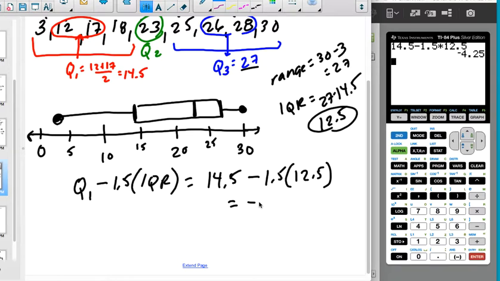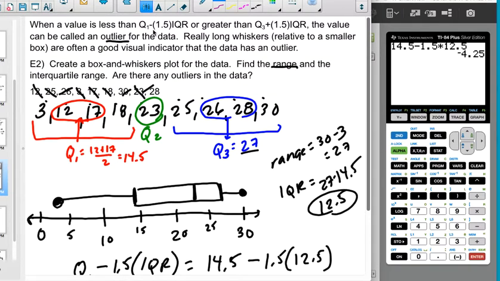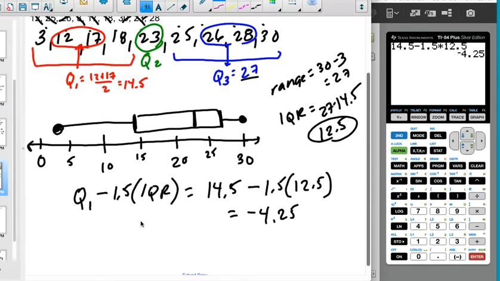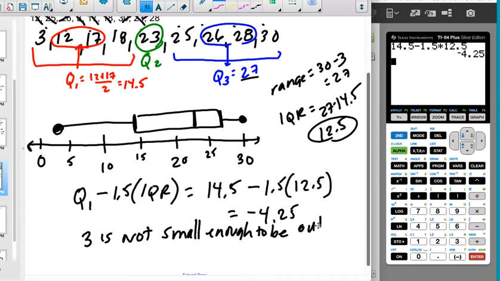right, so I get that that's not actually enough to be an outlier, right? Because in order to be an outlier, essentially it would have to be even farther. So it's not an outlier, it's pretty far, but it's not an outlier. So 3 is not small enough to be an outlier, right? And then in the other direction, right?